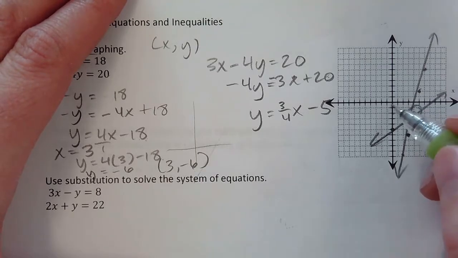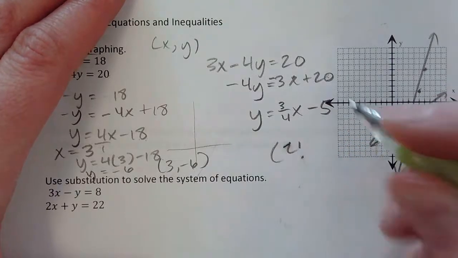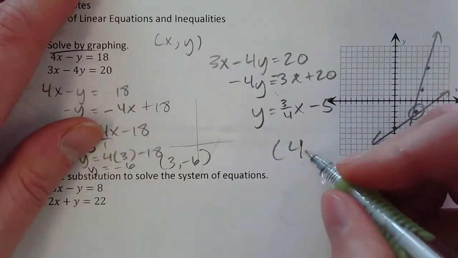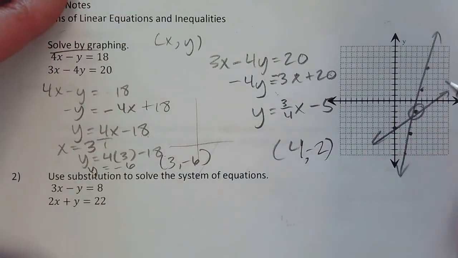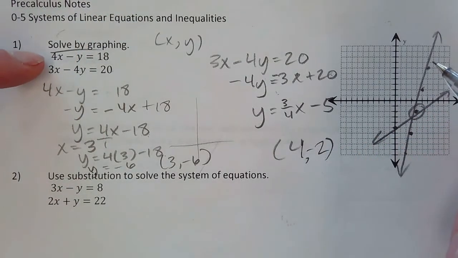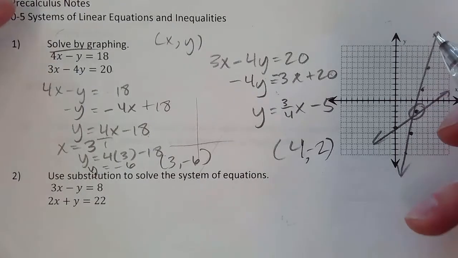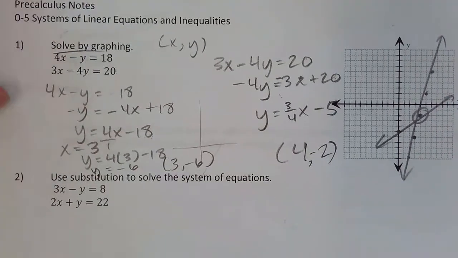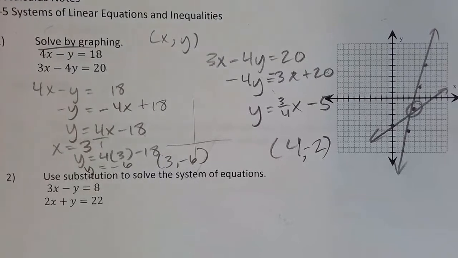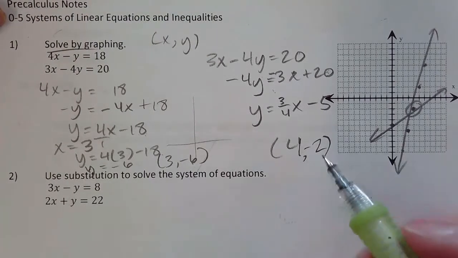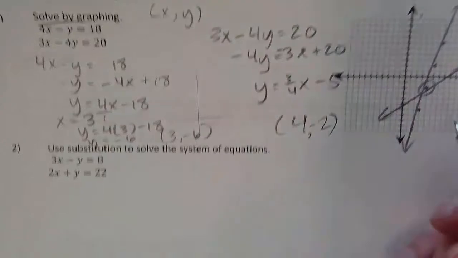So this is going to be my solution. It looks like 4, negative 2. And I want to write that as an ordered pair. And if I go back and check, it's going to work in both equations. So don't forget that you're allowed to do that. Even as we come up with more sophisticated or complicated ways to solve this chapter, you can always go back and it needs to work in both equations to be a solution.